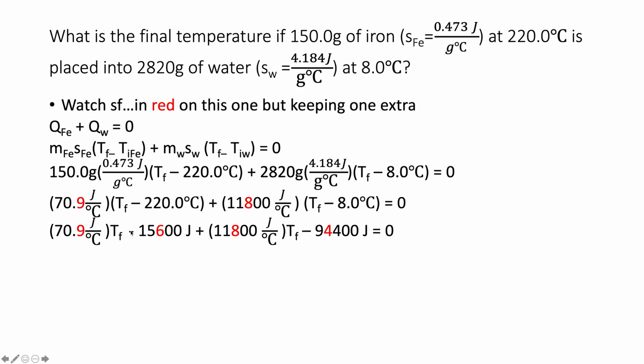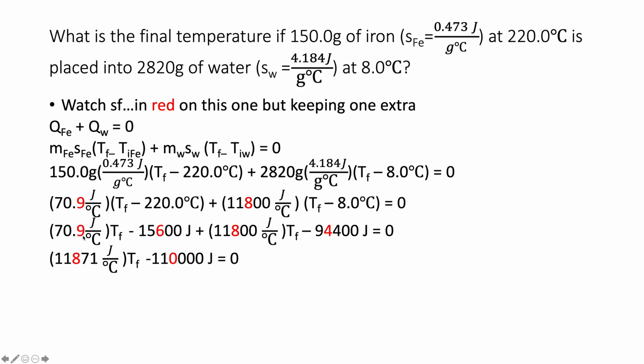So 70.9 times TF, 70.9 times 220 is this. And again, that has 4 sig figs, but this only has 3. Distributing this through, 11,800 times TF, and 11,800 times 8. The 8.0 has 2 sig figs. Now I'm going to combine the joule per degree C terms, the TF terms, and I'm going to combine the joule terms. So when I add these two together, I'm precise to the hundreds place. When I add these two together, I'm precise to the thousands place.